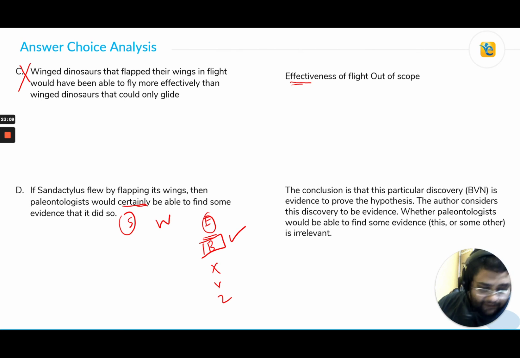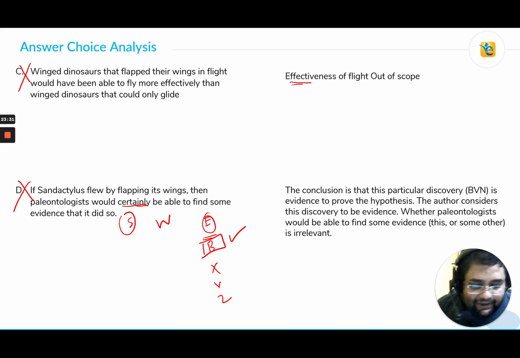So you found the blood vessel network, and this discovery is perfect evidence that Sandactylus used to flap their wings for the purpose of flight. In other words, even if you negate your option D, your conclusion can hold true. But honestly, for option D, you should not even be going towards negation. You should be rejecting it straight. So option D is also not the right answer.